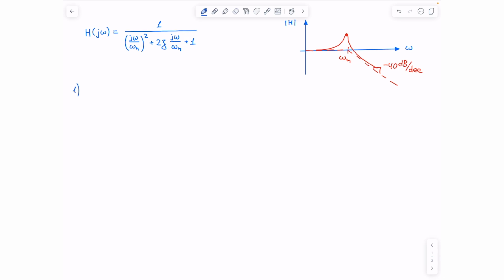Something like that. Let's try to find the exact peak location. First, we need to write the magnitude equation. Second, we have to take a derivative with respect to frequency and make it 0. Then, solving for ω, we will find the frequency where the peaking occurs, and substituting it back into the magnitude equation, we will find the value of this peak. Let's write the magnitude equation.